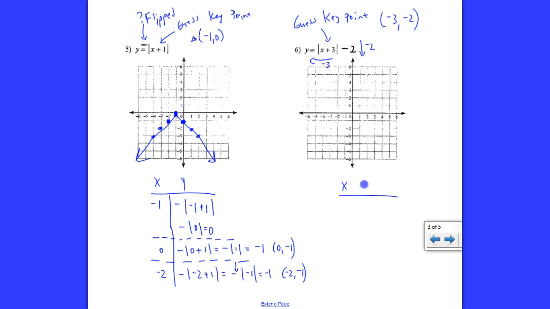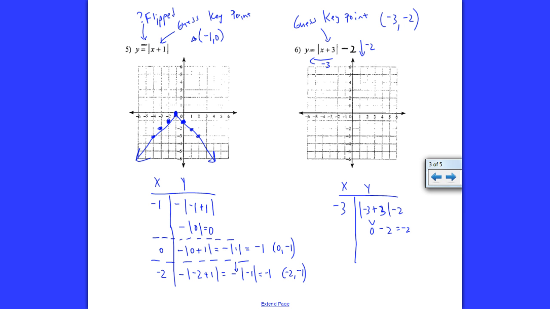X, Y. Here we go. If x is negative 3, watch what happens. You have the absolute value of negative 3 plus 3, close the absolute value, minus 2. Now let's work it out. That's 0 minus 2, that's negative 2. Guess what? That's it. That's the ordered pair (-3, -2). All right, (-3, -2) is right there.